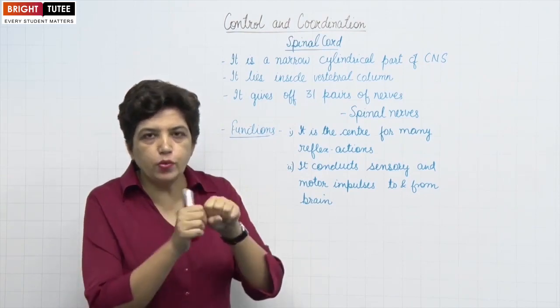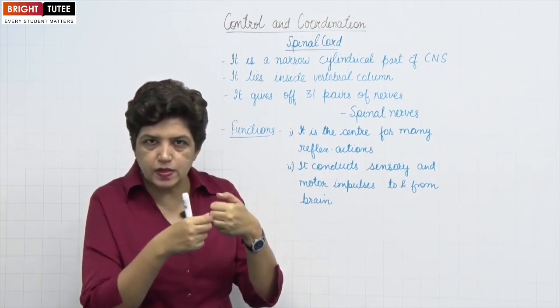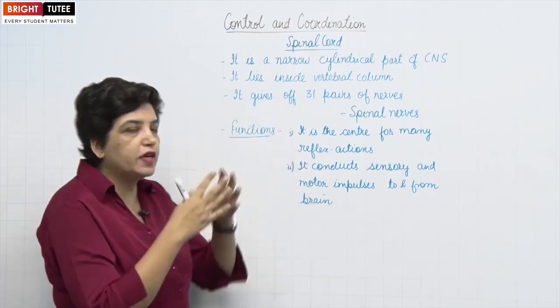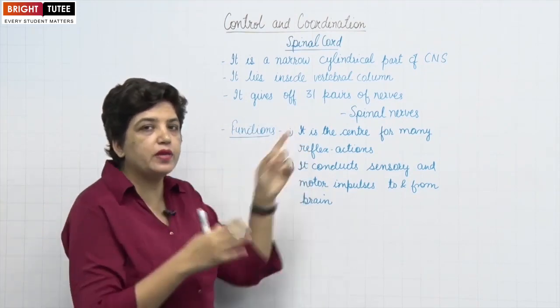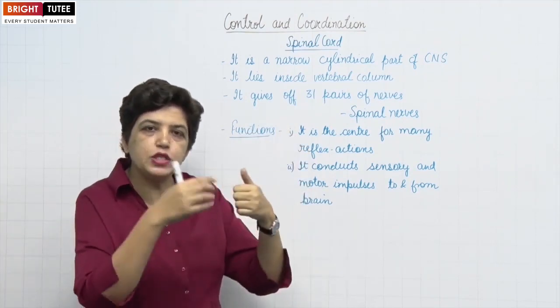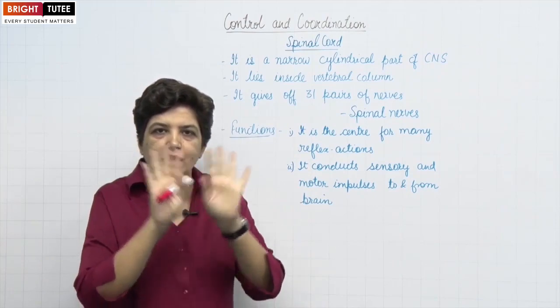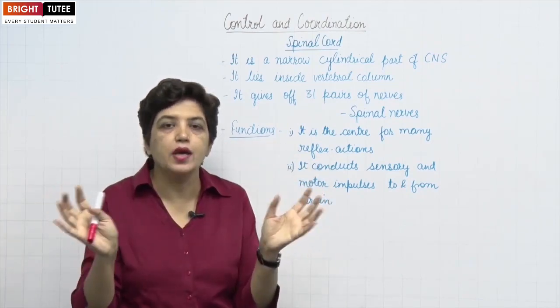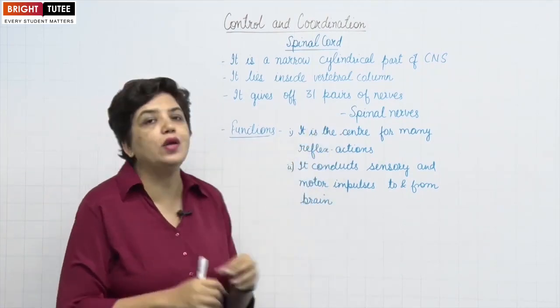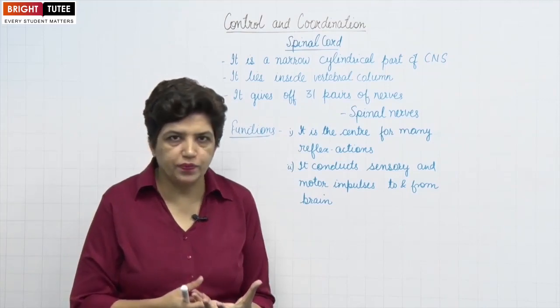In between the vertebrae there are spaces. So the spinal cord gives off 31 pairs of nerves from these intervertebral spaces. So from the spinal cord, nerves are coming out, right? These nerves are called spinal nerves.